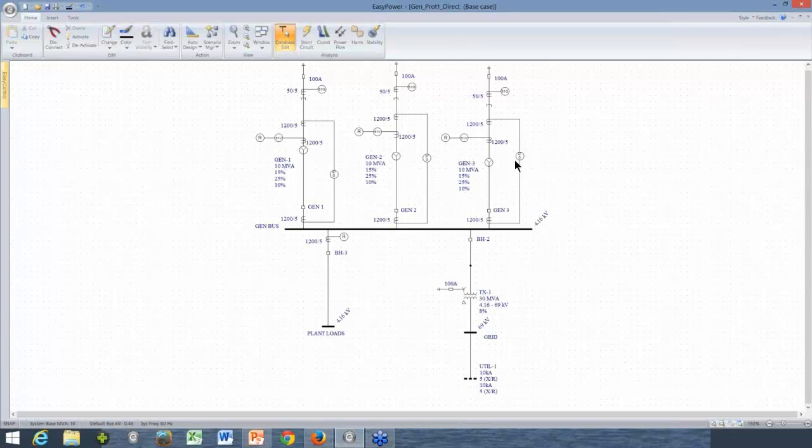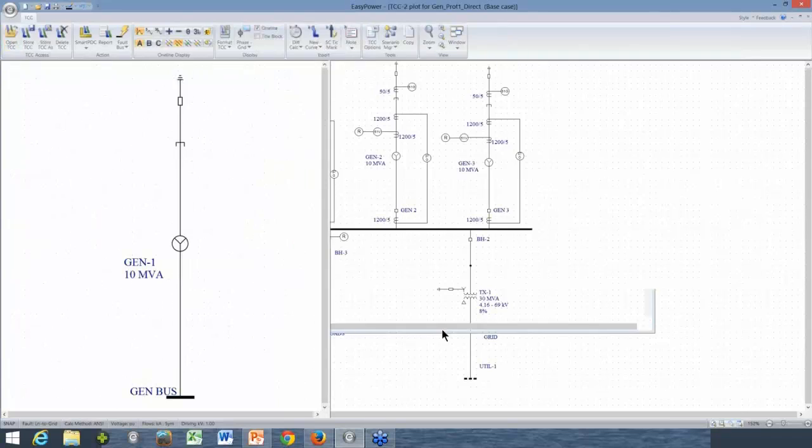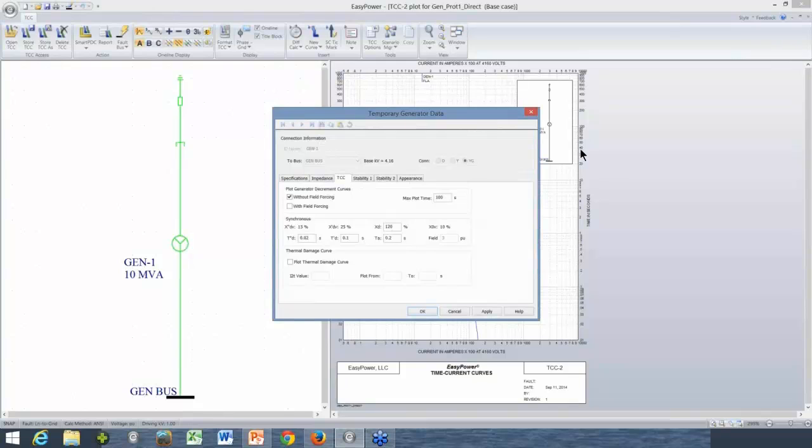So I have, this is our direct connected system here. If I go to coordination focus, if I look just at this generator, I go to plot, I get the curve we were just looking at basically. And so that data is contained in the TCC tab. So if I double click on the generator, there's a TCC tab for every generator.